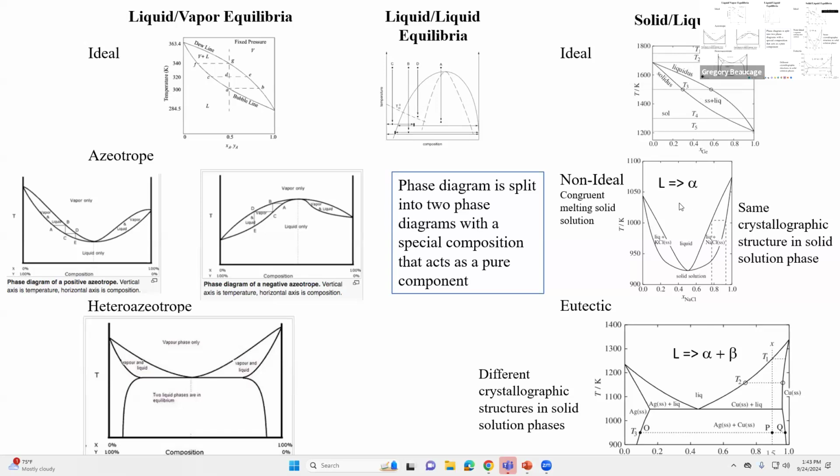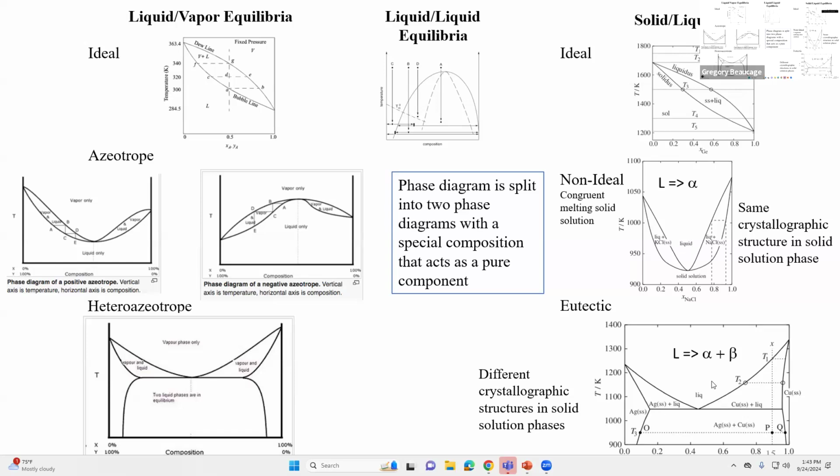Right. So if you have congruent melting, you have the liquid composition at that congruent melting point, and you form a solid that's exactly the same composition. That's the only case where you do that. You form a single solid that's exactly the same composition as the liquid. Right. This is for salts, sodium chloride and potassium chloride. So there are reasons that you get phase diagrams like that.